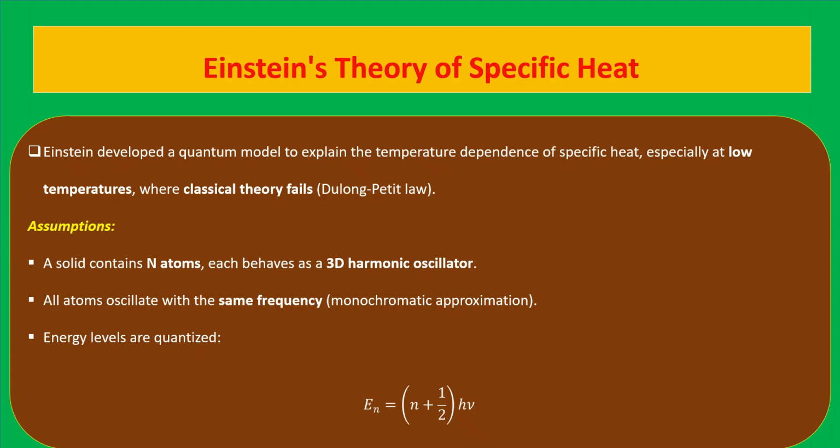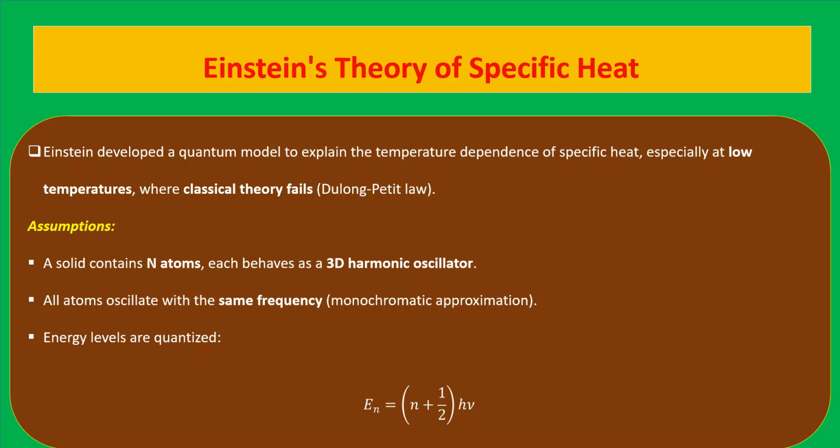So first one, there should be 2 theories. Then first one, the Einstein theory of specific heat. So what is the assumption for the Einstein specific heat? A solid contains n atoms, and each atom is a 3-dimensional harmonic oscillator. In that, all atoms oscillate with the same frequency, which is called the monochromatic approximation.